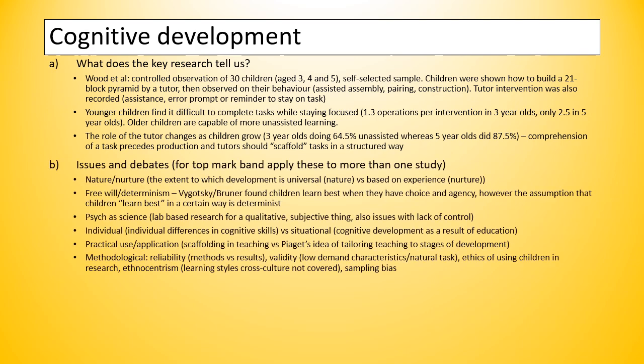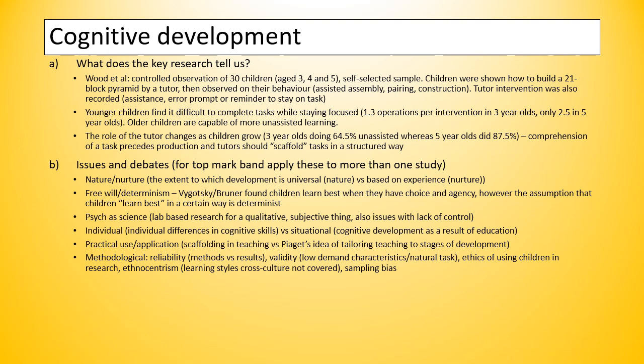Some issues and debates in this area. We've got a few here. We've got nature, nurture, the extent to which development is universal versus based on experience. It's all about teaching this topic really, so nurture is a big factor. We can also talk about psychoscience because this is lab-based research for a qualitative subjective thing. And there's also control issues. We can talk about the individual versus situational debate.